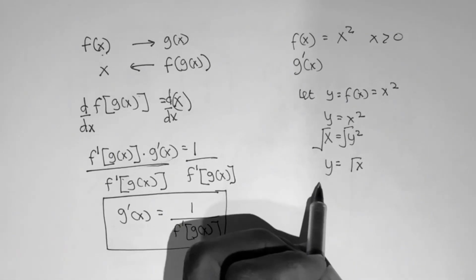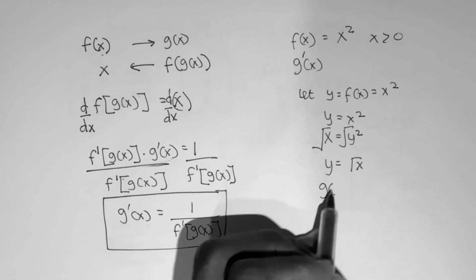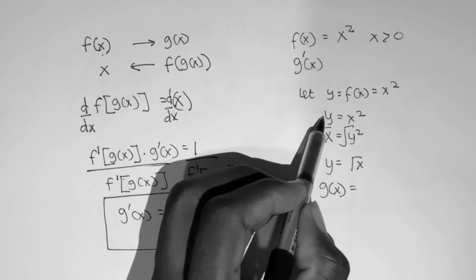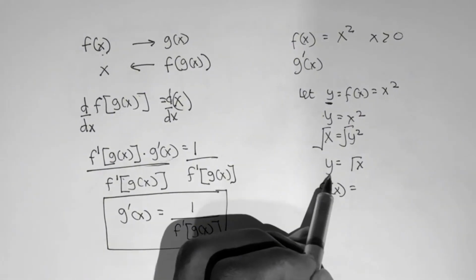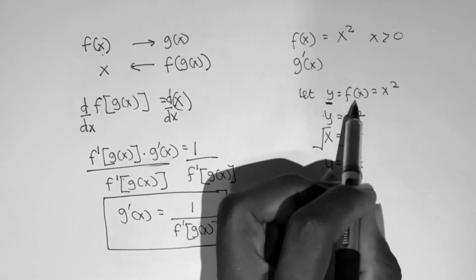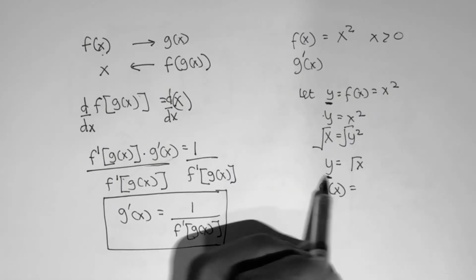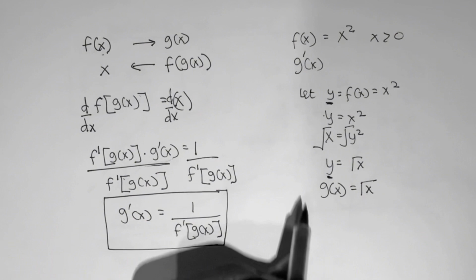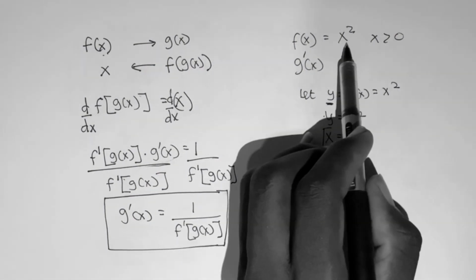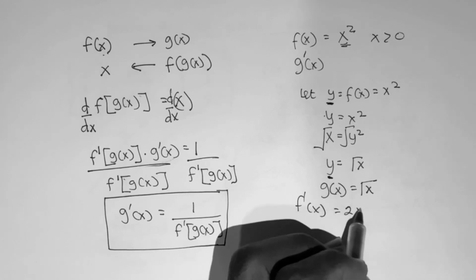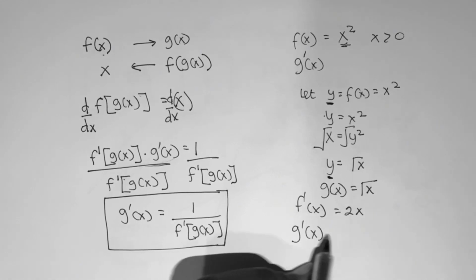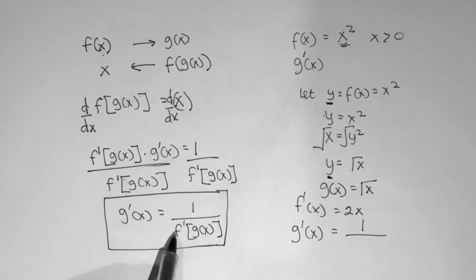So now we know that g of x is equal to the inverse of f of x. Now, I want you to see that there is a difference between this y equals f of x and this y. This y is just y for the original function, but this y is the inverse function g of x. So in this case, the inverse function g of x is equal to root x. So now f prime of x is equal to, we differentiate x squared, that will be 2x. So now we then need to use this formula. So we know that g prime of x is equal to 1 over f prime of g of x. f prime of x is 2x, so it will be 2.